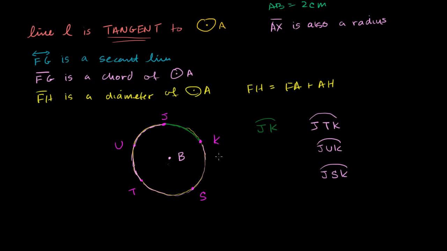But the one thing I want to make clear is that the minor arc is the shortest distance. So this is the minor arc, and the longer distance around is the major arc. And I'll leave you there, and maybe in the next few videos we'll start playing with some of this notation a little bit more.